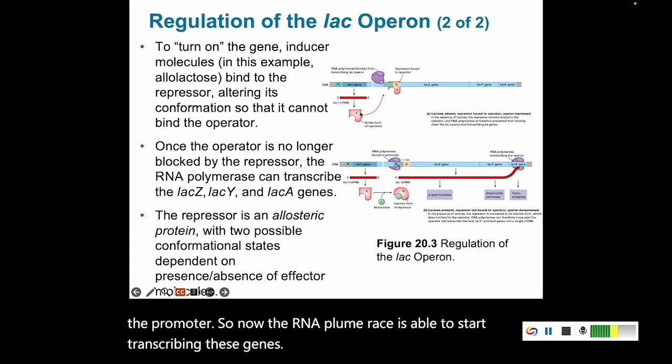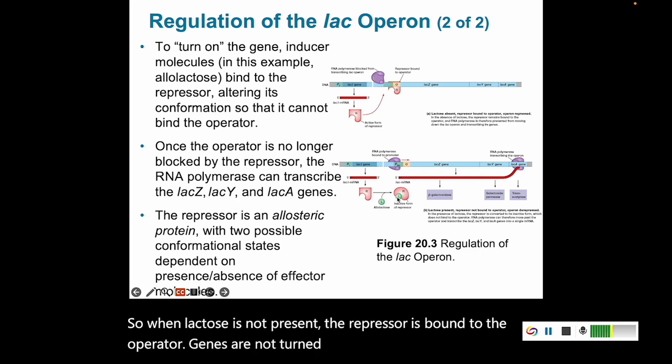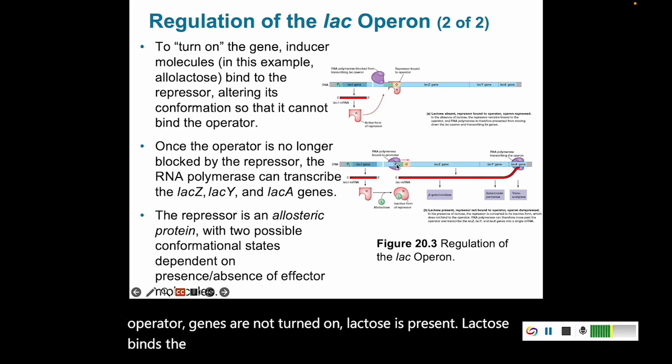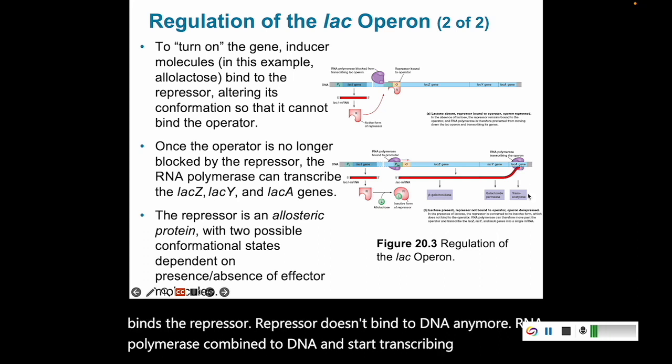So when lactose is not present, the repressor is bound to the operator, and genes are not turned on. Lactose is present, lactose binds to the repressor, it doesn't bind to DNA anymore, and RNA polymerase can bind to DNA and start transcribing those genes. So this repressor is an allosteric protein.